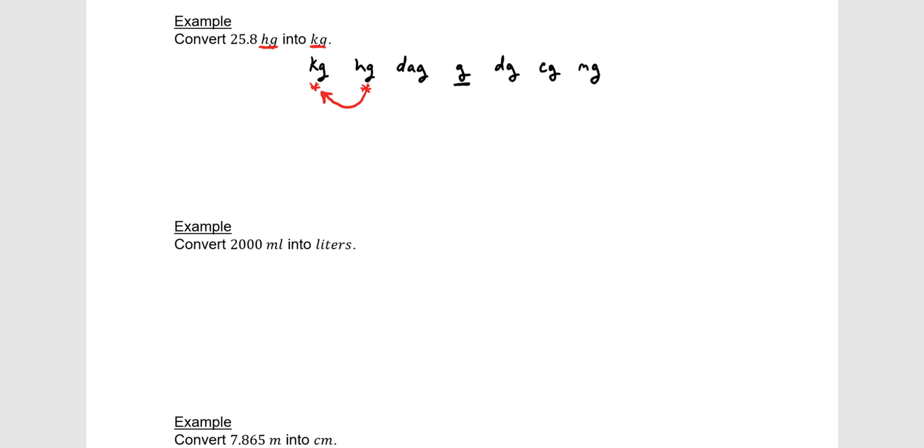So that means we have to move the decimal point from the original 1 to the left. So that means instead of 25.8, it's going to be moved to the left 1 unit, and this is going to be 2.58 kilograms.